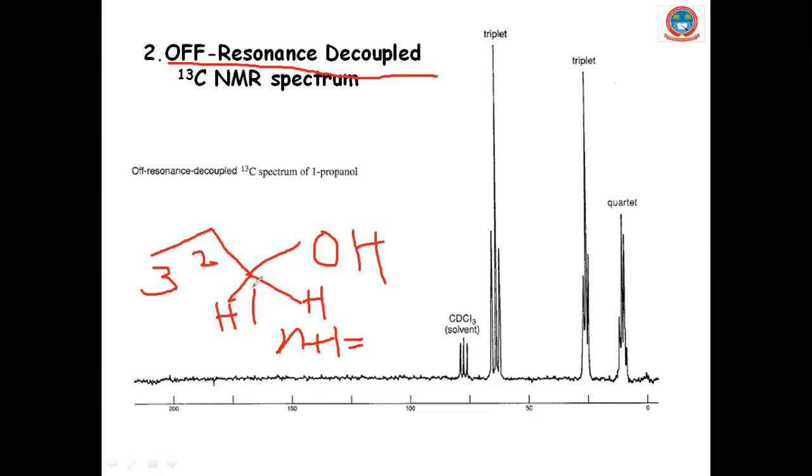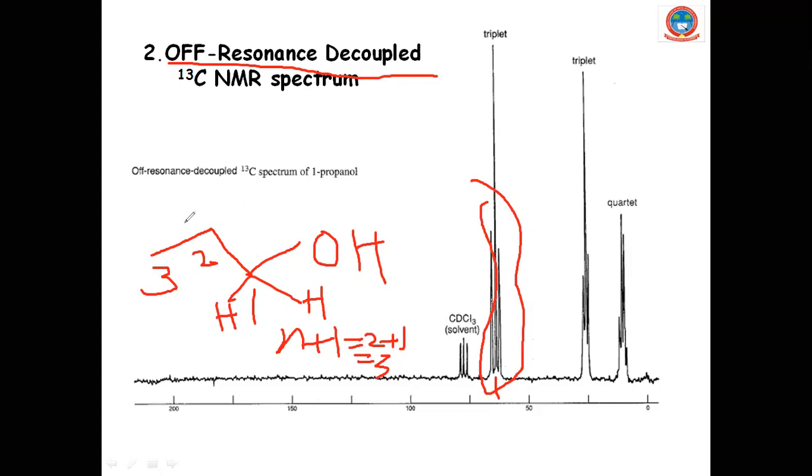How many neighboring protons are there? Directly bonded protons to this carbon? Two. So 2 plus 1 equals 3. Three signals means triplet. You see, this is the triplet. You are getting this point? Yes. And what is the value? It is between 60 or 65 around. Right?